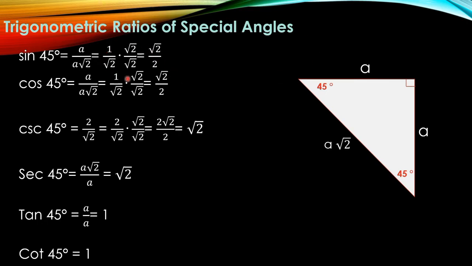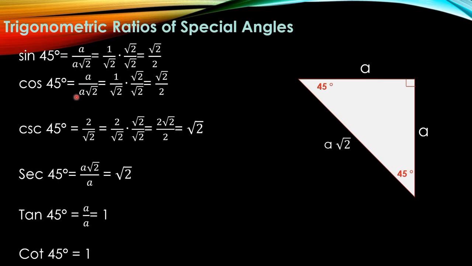Next, rationalize the denominator since our denominator has a radical sign. Take note that in every fraction with a radical sign in the denominator, we have to eliminate the radical sign by rationalizing. So to rationalize this, we are going to multiply both the numerator and the denominator by the square root of 2. So, 1 times the square root of 2 is the square root of 2. Sa denominator, the square root of 2 times the square root of 2 is the square root of 4. The square root of 4 is positive 2. Therefore, sine 45 degrees is equal to the square root of 2 over 2.